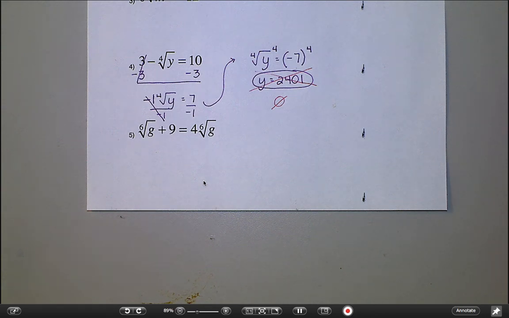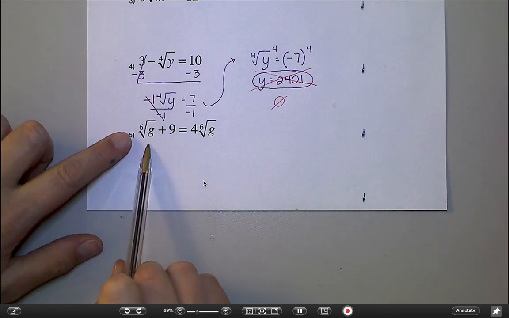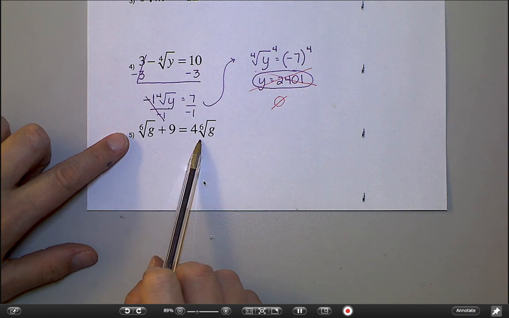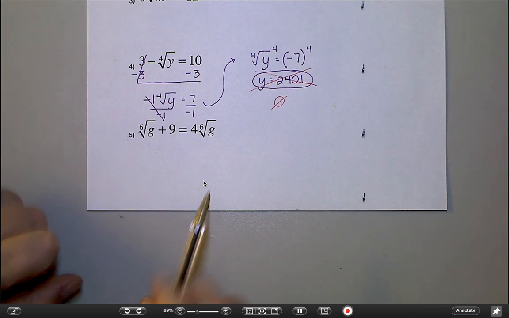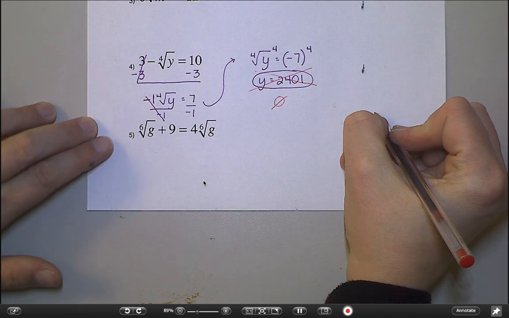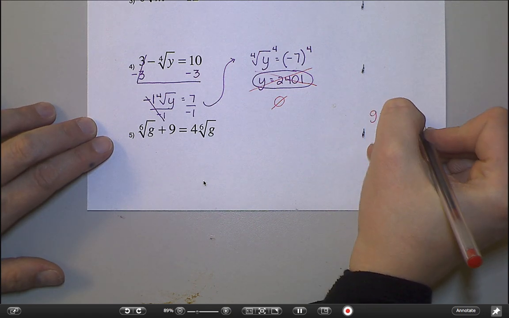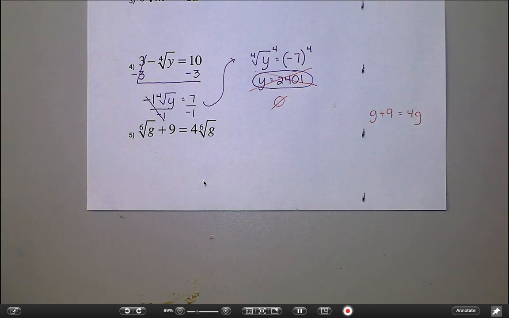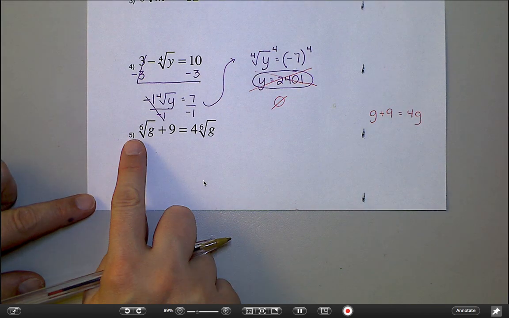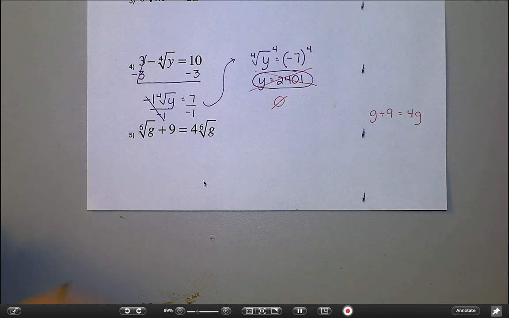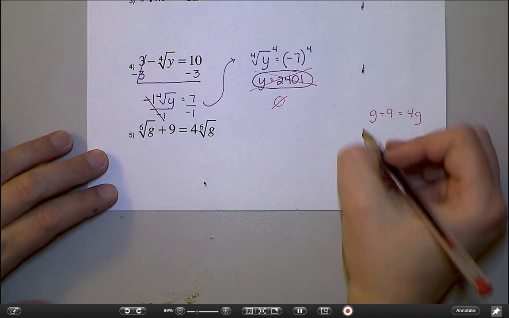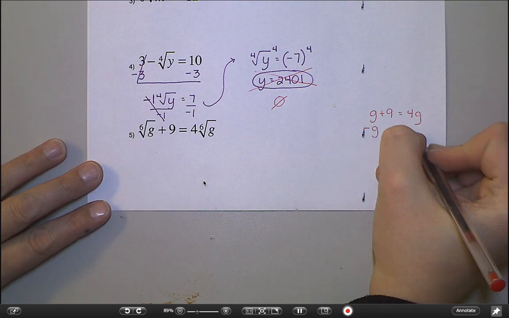So I'm going to make a suggestion that you think about an easier version of this problem to start you out. Pretend you didn't have any crazy radicals in there, and this problem just said this: g plus 9 equals 4g. Pretend I was just working with this equation. All I did was take out the roots. What's the first thing we would do? I would probably subtract the g from either side.